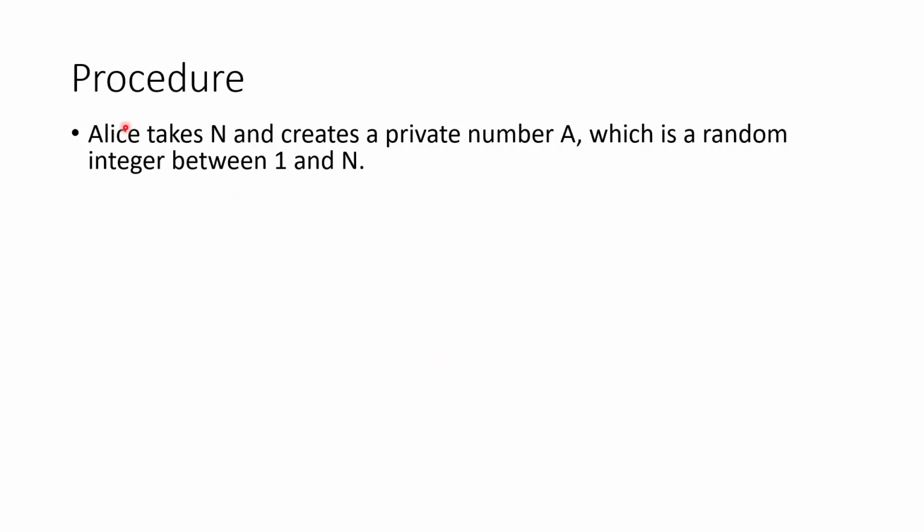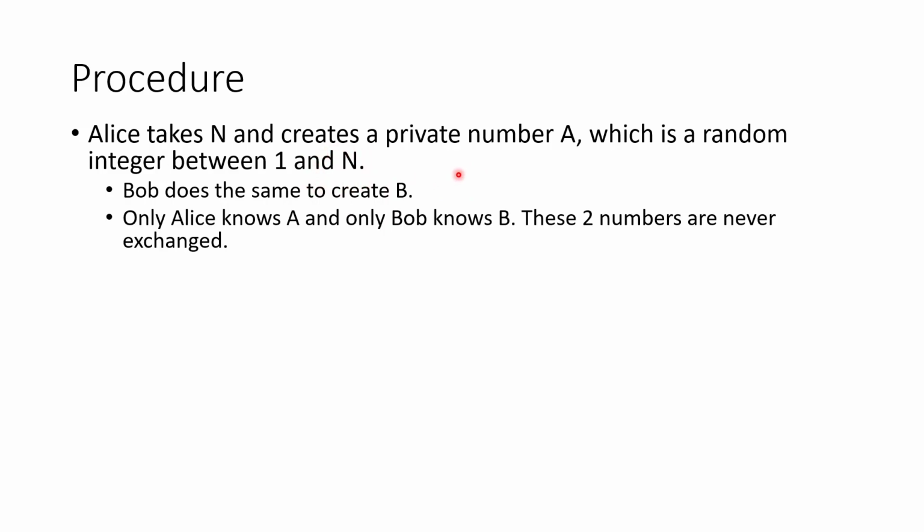So the procedure goes as follows. Alice takes n and creates a private number a, so she does this in her own computer, her own domain, no communication about it, which is a random integer between 1 and n. And Bob does the same to create b. So a and b are just two random numbers, somewhere between 1 and n. That's it. So only Alice knows a and only Bob knows b. These two numbers are never exchanged.